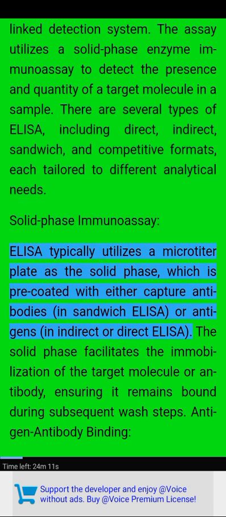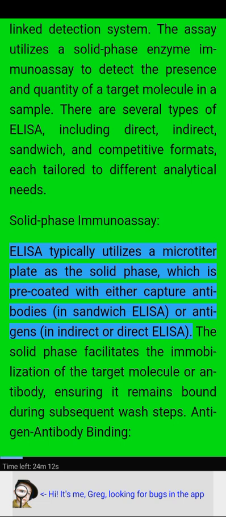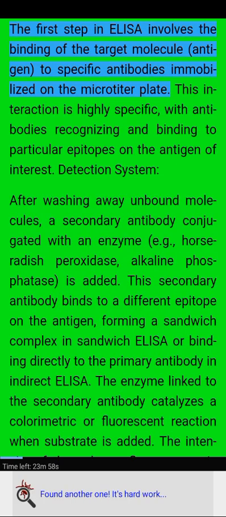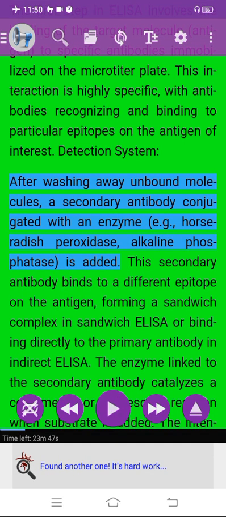Solid-phase immunoassay. ELISA typically utilizes a microtiter plate as the solid phase, which is pre-coated with either capture antibodies in sandwich ELISA or antigens in indirect or direct ELISA. The solid phase facilitates the immobilization of the target molecule or antibody, ensuring it remains bound during subsequent wash steps. Antigen-antibody binding. The first step in ELISA involves the binding of the target molecule antigen to specific antibodies immobilized on the microtiter plate. This interaction is highly specific, with antibodies recognizing and binding to particular epitopes on the antigen of interest.